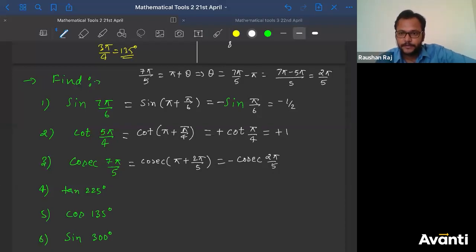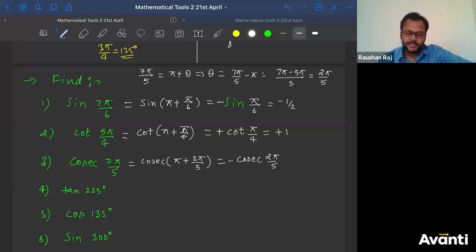Sir, in the second question, if I write only till plus cot pi by 4, will it be a complete answer? Yeah, you can write that, no problem.